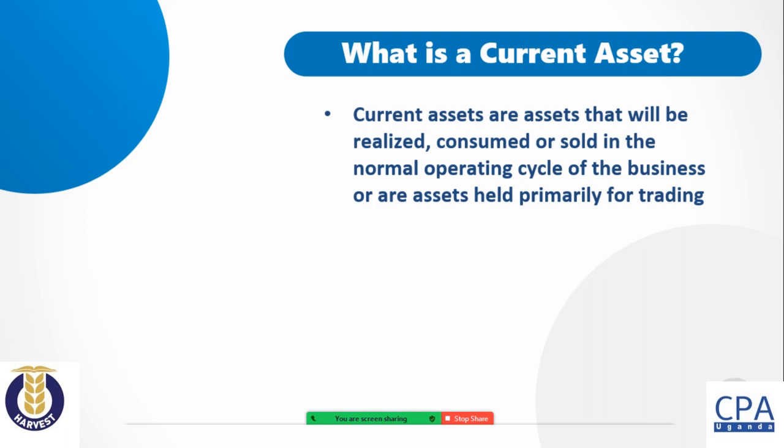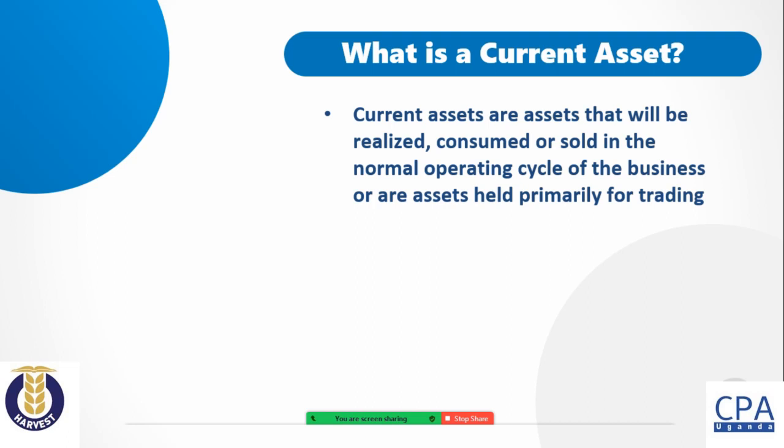Now, in line with this classification, we would think of current assets to include things like inventories, trade receivables, prepayments, cash at bank, cash in hand. Those are typical current assets. We hold those assets because we want to utilize those assets within the financial year.